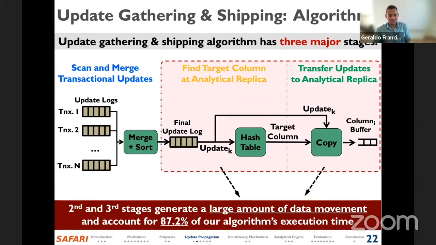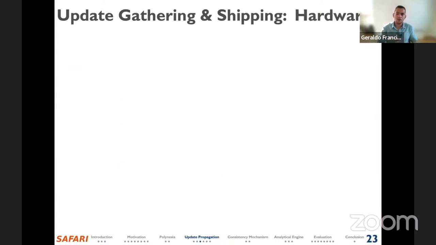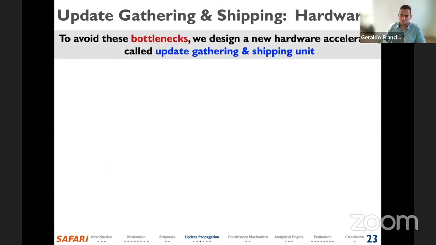We observe that the second and third steps of our algorithm generate a large amount of data movement and account for 87% of the total algorithm's execution time. In order to accelerate our update gathering and shipping algorithm, we designed a new hardware accelerator called the update gathering and shipping unit. Our accelerator has three main building blocks.